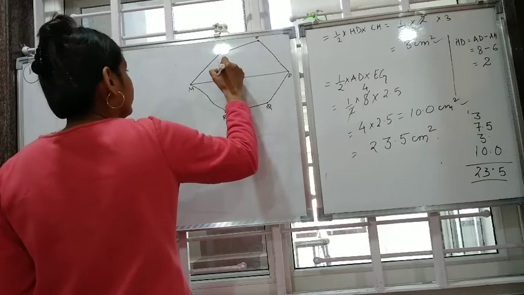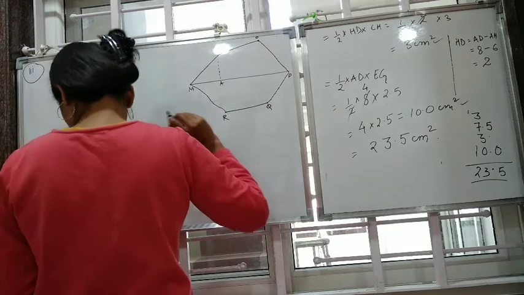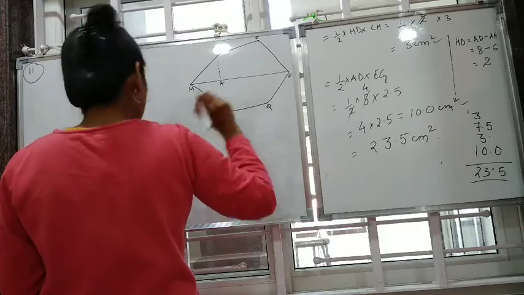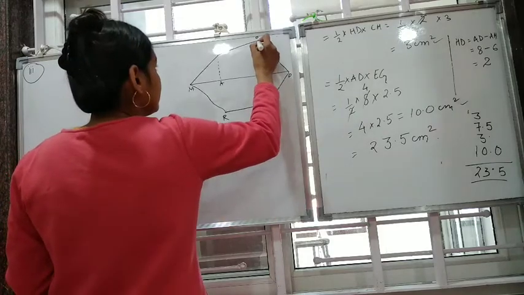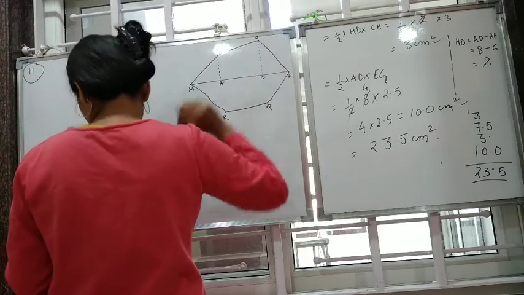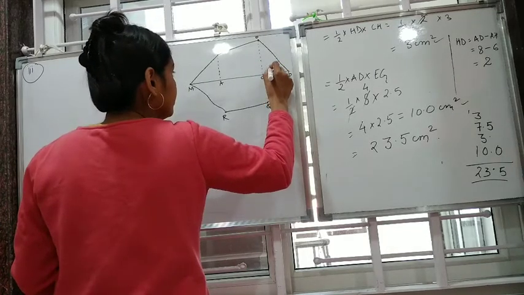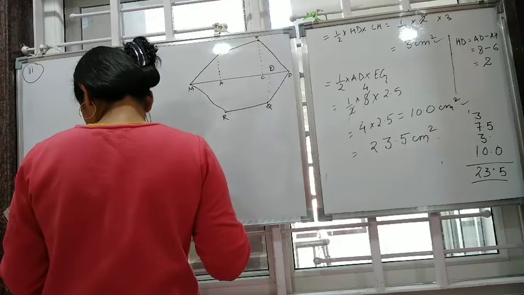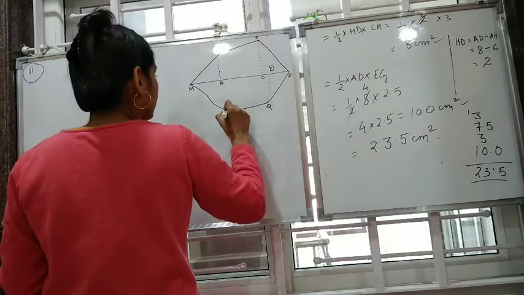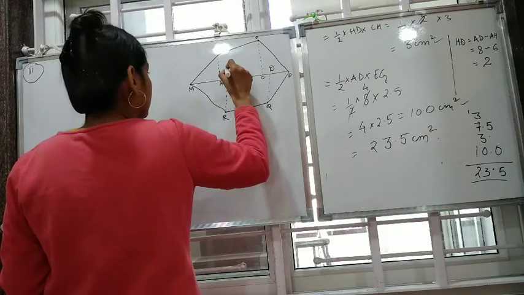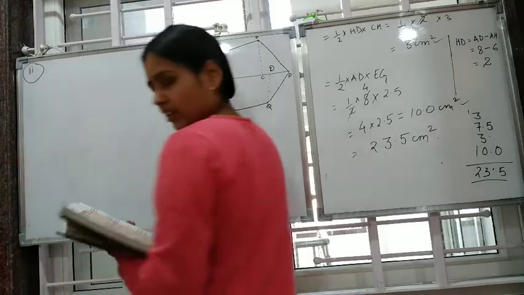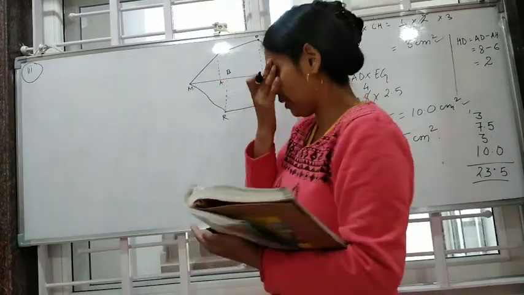NA, then OC, then QD, and then RB. I have drawn it a little tilted because it was coming this way.